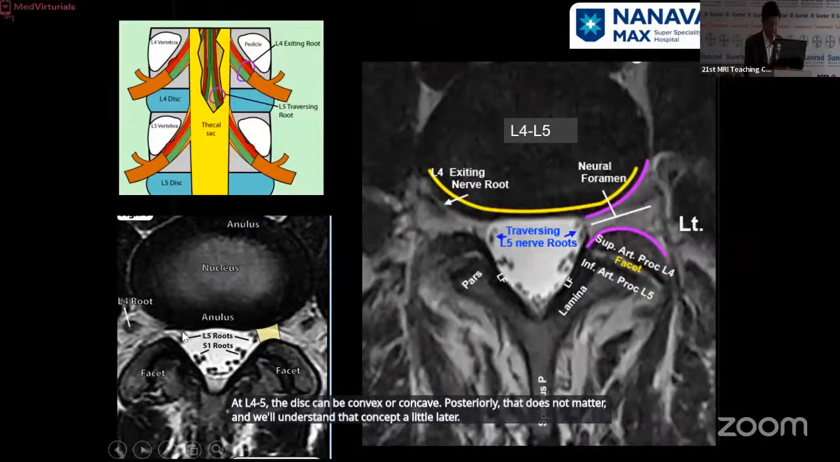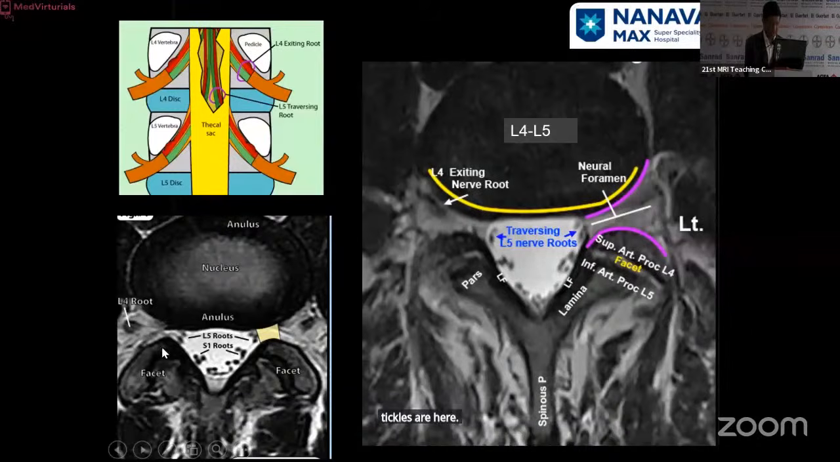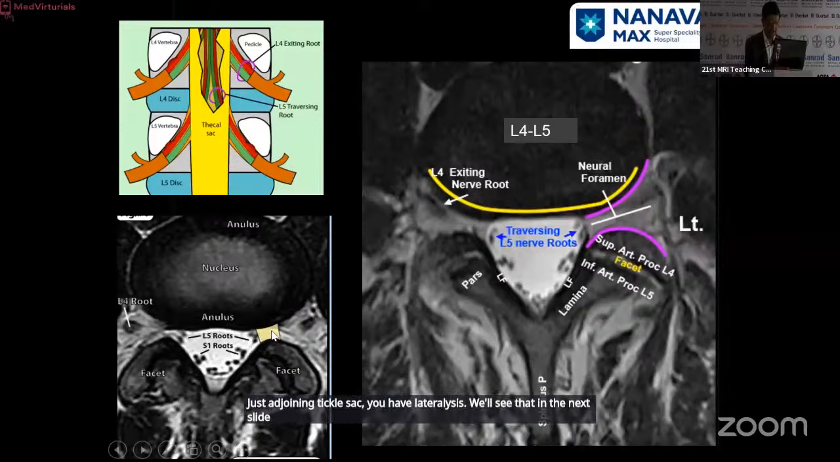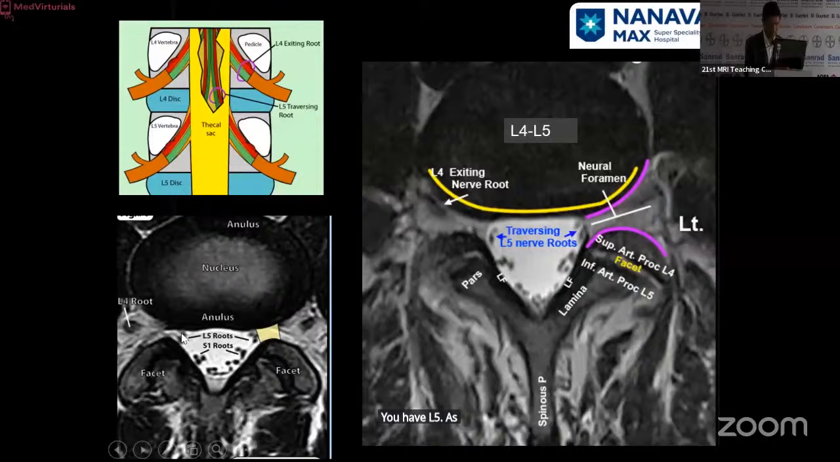This is the thecal sac here. This is superior articular facet of L5. This is inferior articular facet of L4. This is the facet joint. As I said, thecal sac. Just adjoining thecal sac, you have lateral recess. We'll see that in the next slide. And then you have foramen here. You have L5 as the traversing nerve root and L4 as the exiting nerve root.